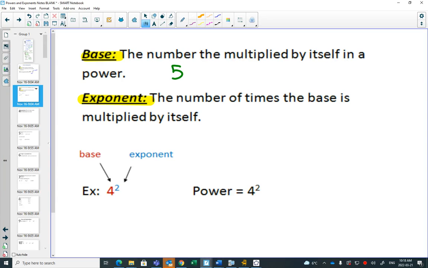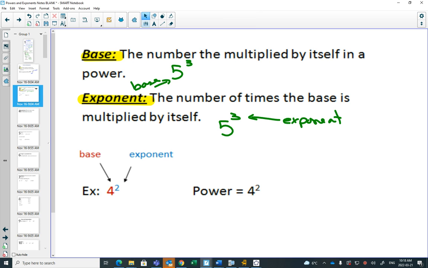So if I have 5 to the 3, the 5 is my base. The 3 is my exponent. So the little number is your exponent. The big number is your base.